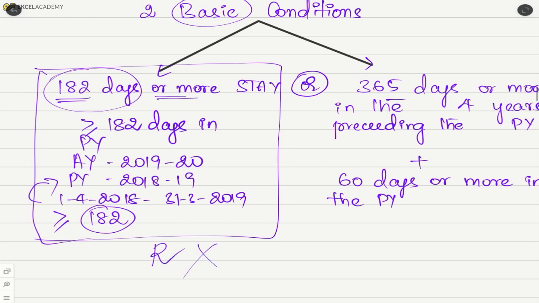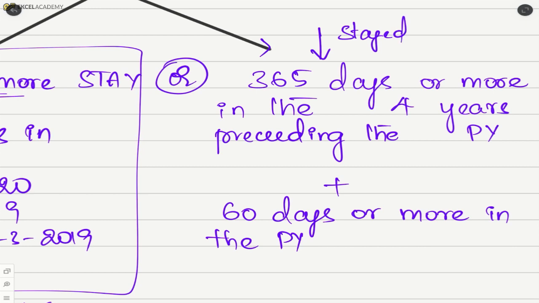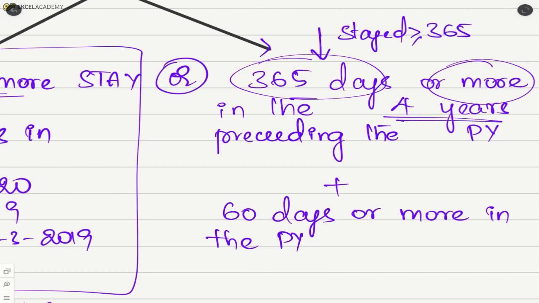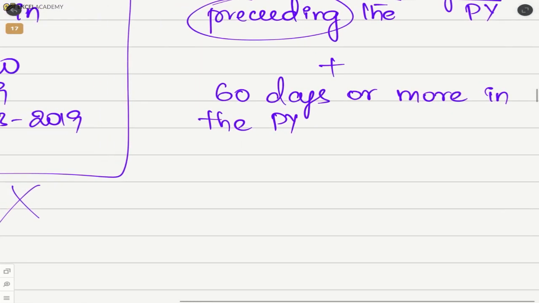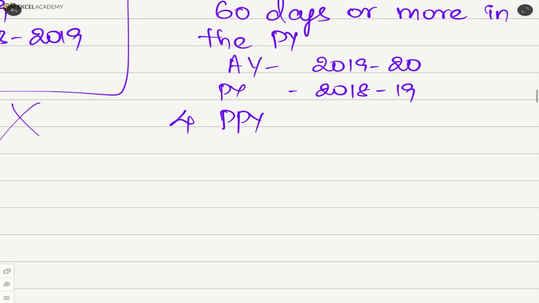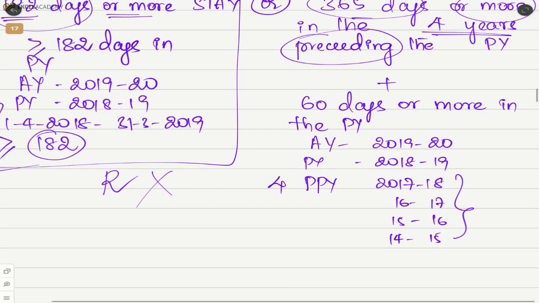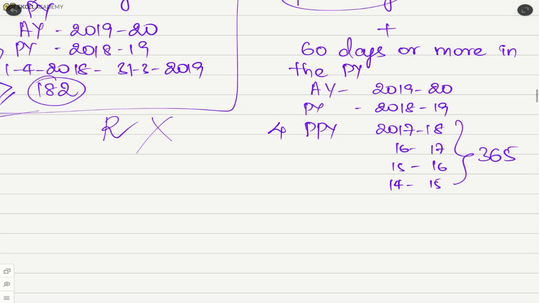Or, let's say someone is not able to fulfill this condition, in that case we'll look at the second basic condition, which says the assessee should have stayed in India for a period of 365 days or more, once again greater than or equal to 365 days, in the 4 years preceding the previous year. Let us say our assessment year right now is 2019-20. The previous year, of course, would be 2018-19. Now we should calculate the 4 preceding previous years. We'll go back 4 times: 17-18, 16-17, 15-16, and 14-15. So these are the 4 preceding previous years. And the condition says 365 days or more in the 4 preceding previous years, so here he should have stayed for at least 365 days.